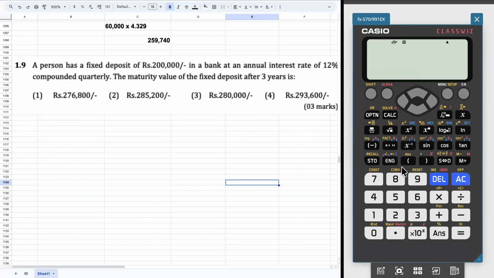So a person has a fixed deposit of 200,000. The formula will start like this: 200,000 open bracket, 1 plus Rn. Since it is quarterly, we have to convert this annual interest rate to quarterly. So 12 percent means divide by 4 because there are 4 quarters. It will give you 0.03 quarterly interest rate. And how many periods? The maturity is 3 years, and each year there will be 4 quarters. So 3 into 4, there will be 12 periods. So this is going to be the correct answer, 2,85,152. But there is no such answer.